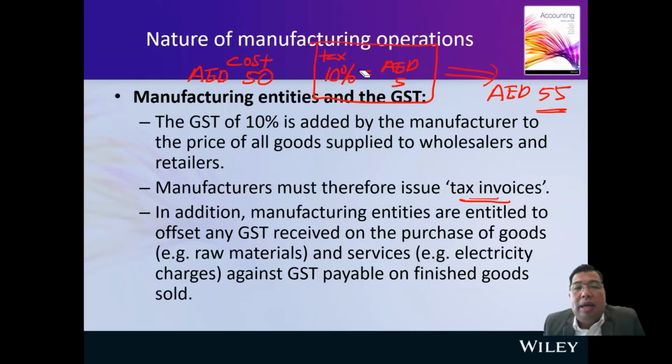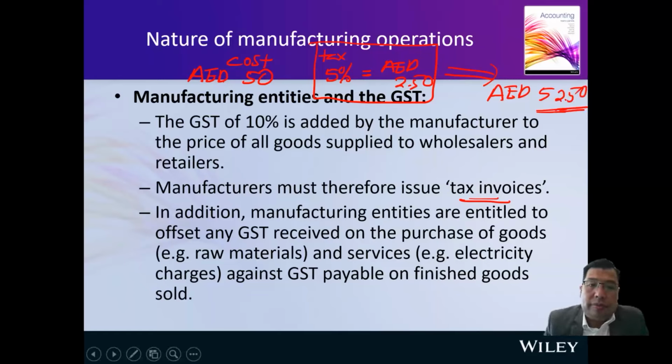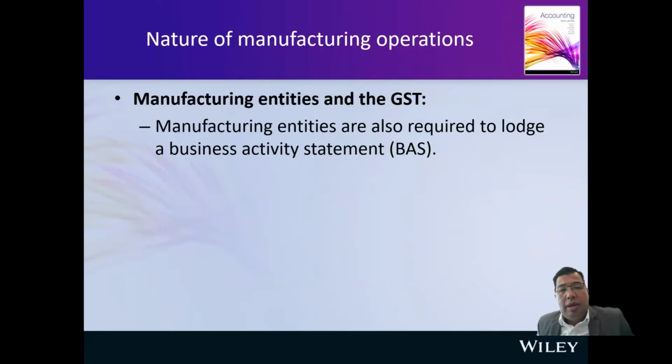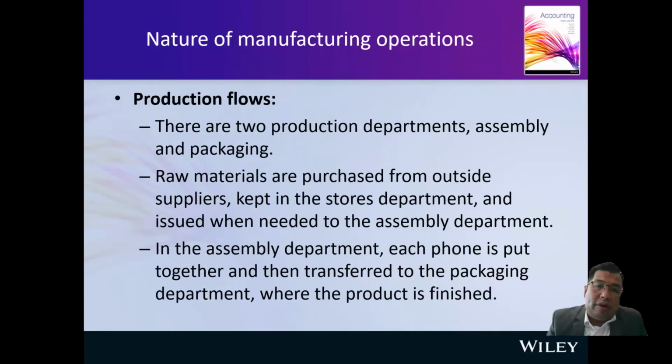And then if it is 5%, the tax becomes 2.50, so the cost for that product will be 52.50. So that is the cost. You're going to report that cost later on to the government, and they're going to pay the GST to the government. Okay.